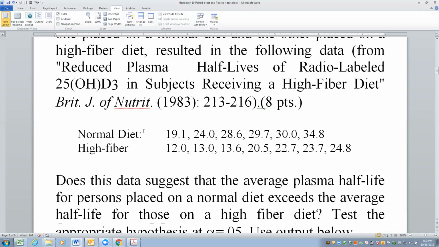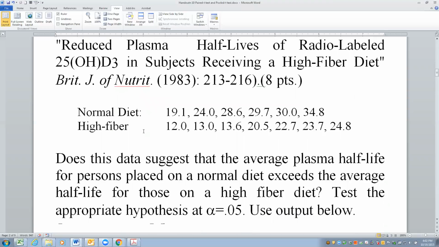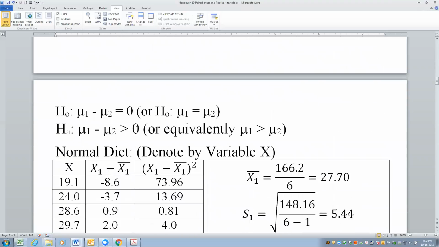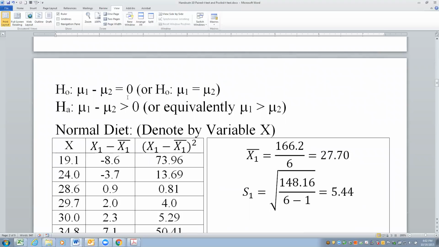I want to know, does the data suggest that the person on a normal diet exceeds the value of those on a high-fiber diet? So I want to know, is the average normal diet higher than the average high-fiber diet? So again, we're looking at mu1 minus mu2 is equal to 0 versus mu1 minus mu2 is greater than 0, where the sub 1 would indicate a normal diet and sub 2 would indicate a high-fiber diet.